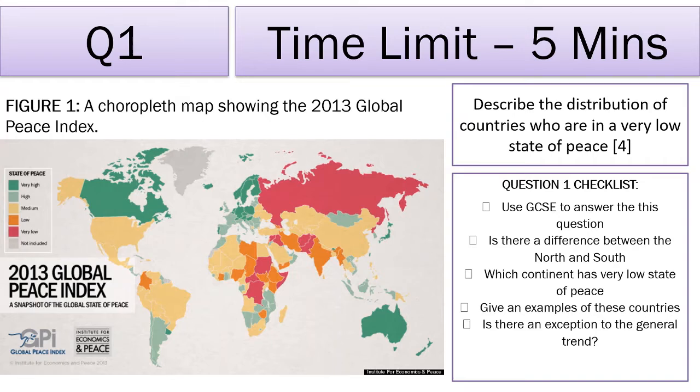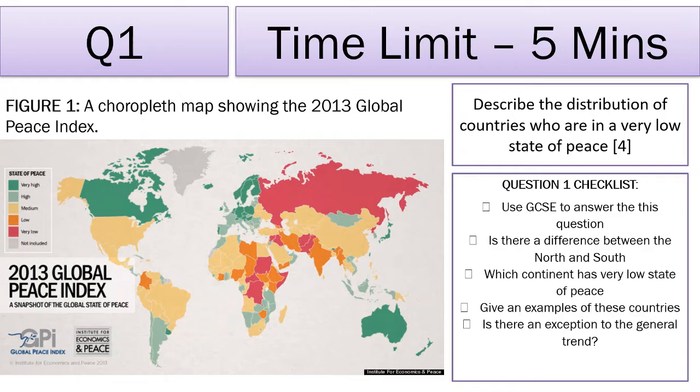The question that relates to this map is: describe the distribution of countries who are very low peace state. If we break that question down, describe just means tell me, and distribution means where, so tell me where countries who are very low peace state are. So where are the low peace state countries located? Now, looking at the question 1 checklist, first of all, remember you're using your GCSE to answer this question. So what's the general trend, closer in, specifically, and what's an exception? If you're unsure about that, we did do that in revision.